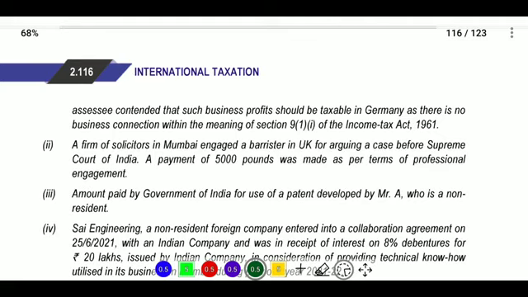And we see that the income is included in the total income of the non-resident Germany company, regardless of whether a resident place of business is there or not. It will be taxable because that is the nature of technical services. Technical services is taxable in India by virtue of section 9(1).